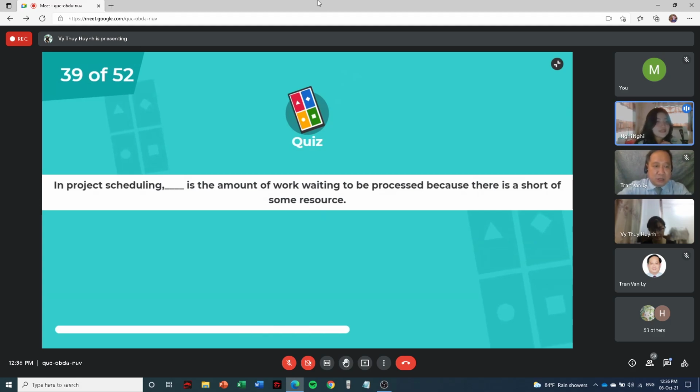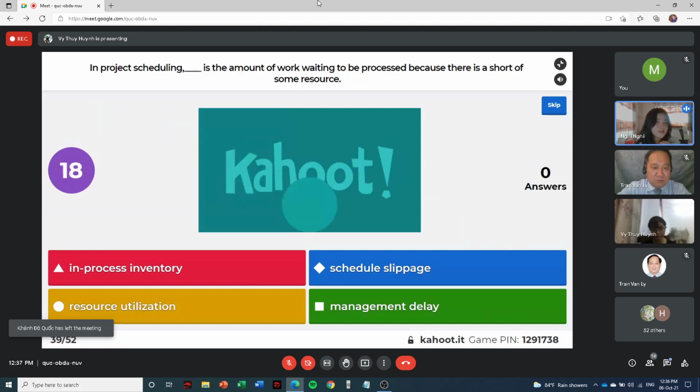In project scheduling, in-process inventory is the amount of work waiting to be processed because there is a shortage of some resource.